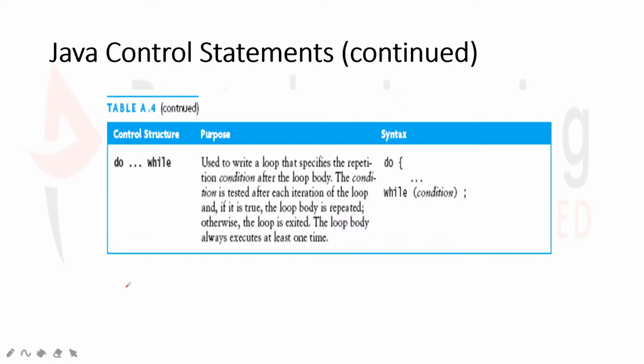Then we have one more control statement, the do while loop. Using the do while loop we run a combination of the while loop and the do statement. It is used to loop and specify the repetition of a condition after the loop body. So this is what we can do with Java control statements.